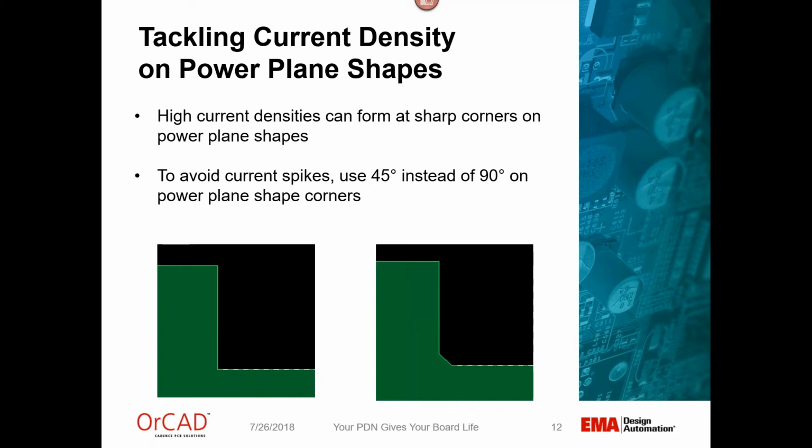Finally, we want to make sure we're avoiding sharp corners and right angles on our power plane shape. With a simple 45-degree angle on our shape, we can save a lot by taking us out of issues with high current densities. So these are some tips that we can tackle before we even get into any analysis. But later on, we'll show you how we can visualize whether we are having issues in the DC voltage drops.